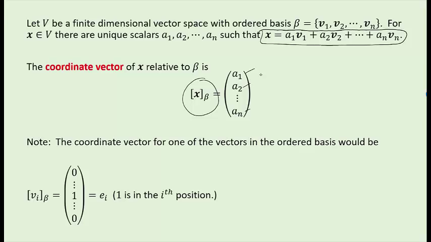What if x here happens to be one of the members of the ordered basis? Well, if it were v sub i, for example, its coordinate vector is 0 v1 plus 0 v2, up to 1 v sub i, and then the rest 0. So the coordinate vector for one of the vectors in the basis is just the vector of zeros with a 1 in the ith position.